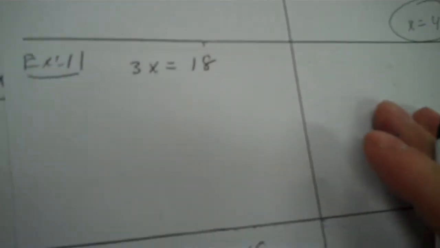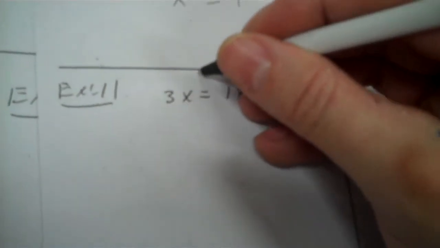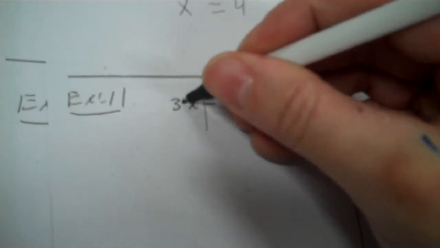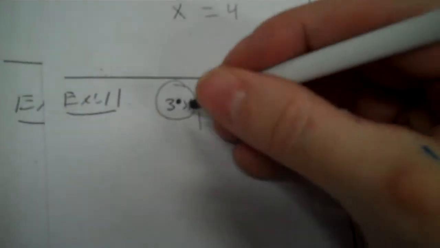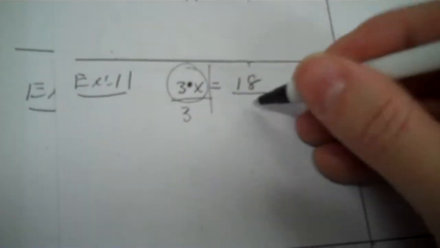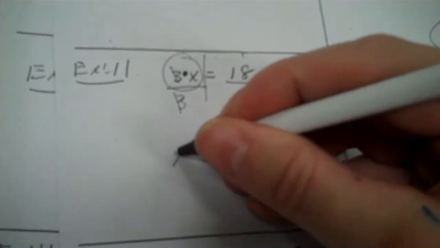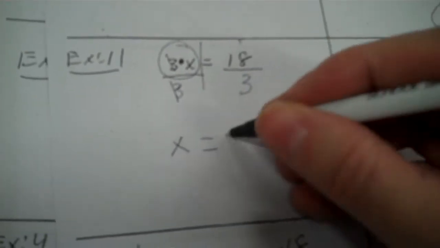Okay, 3x equals 18. We already had this one, but I'll do it again. You're taking the multiplication problem, and to find the answer, we do the opposite of multiplying, which is to divide, by 3 and by 3. Remember again, never put x below the line, because the x stays there, so it's by itself. 18 divided by 3 is 6.